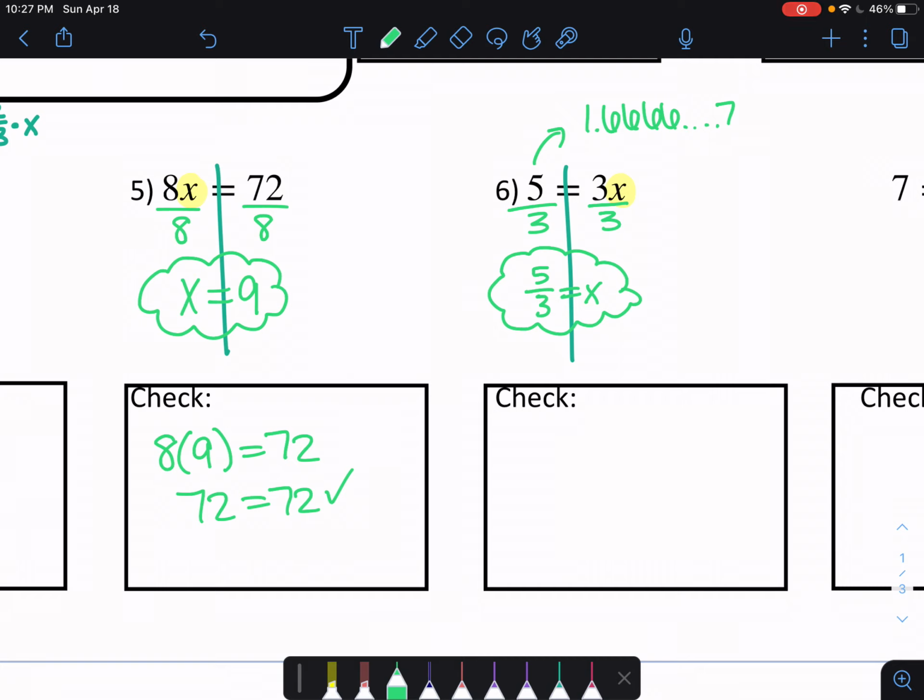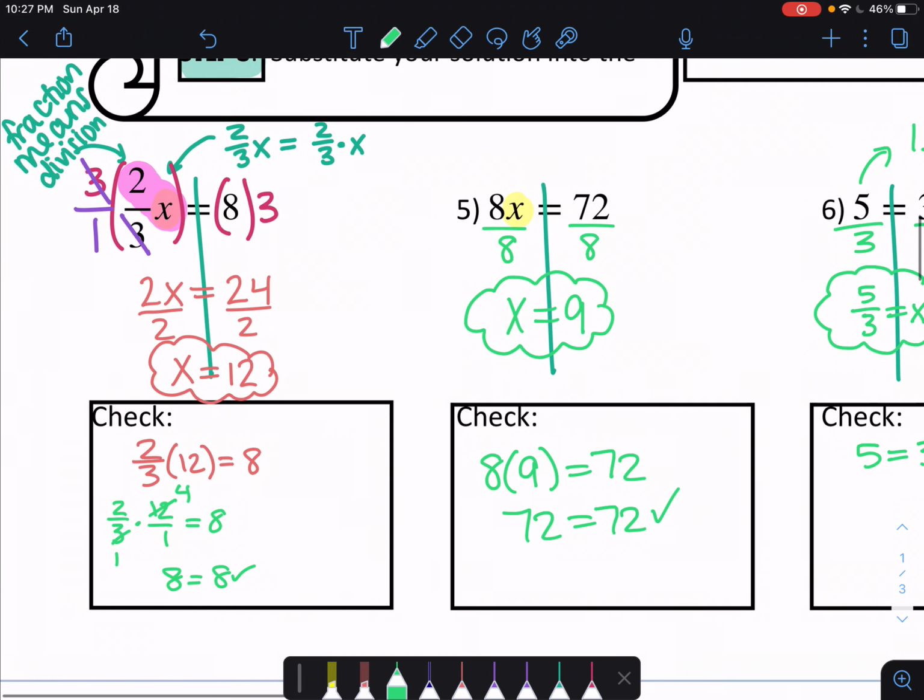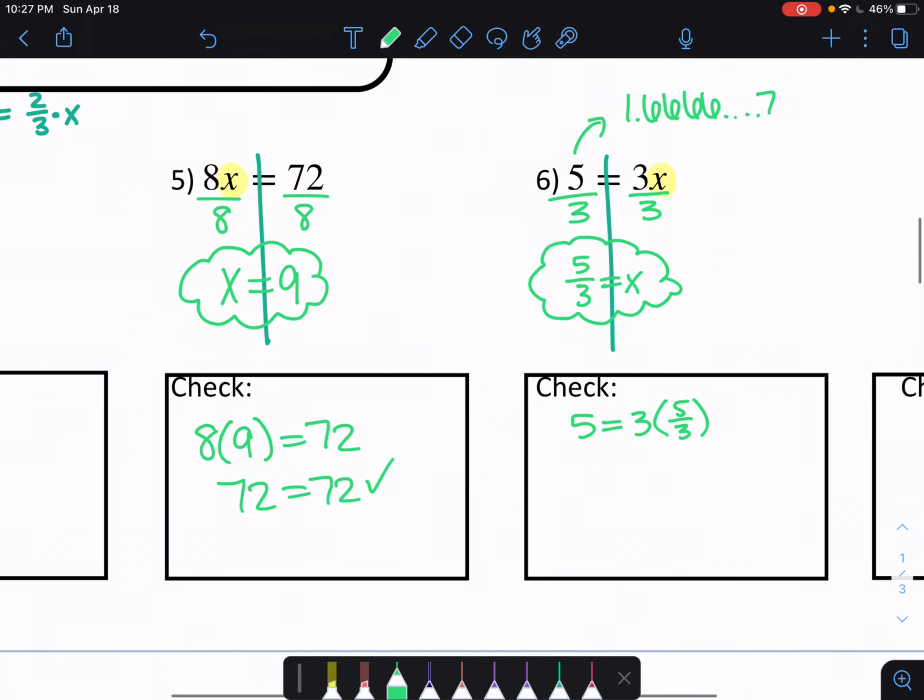So now I'm going to check. So 5 is equal to 3 times 5 over 3. And just like in this one over here where I did the 12 over 1, I'm going to do the same thing with the 3. So 5 is equal to 3 over 1 times 5/3. And when I cross cancel, 5 is equal to 5. So that checks out.